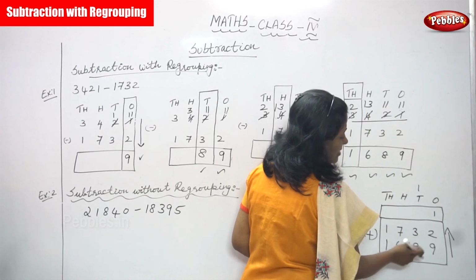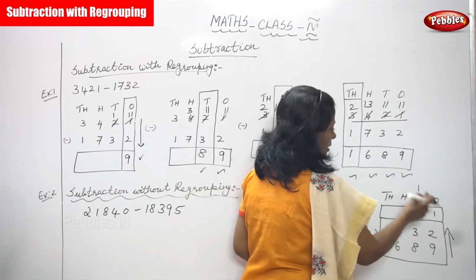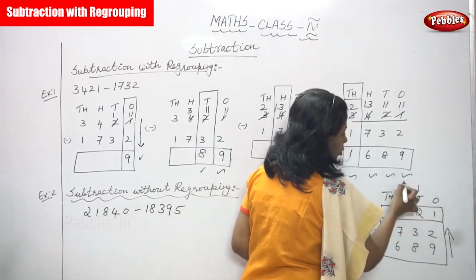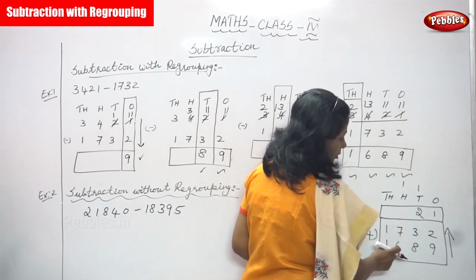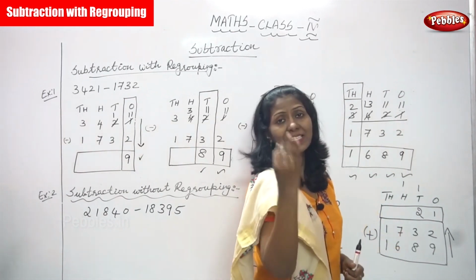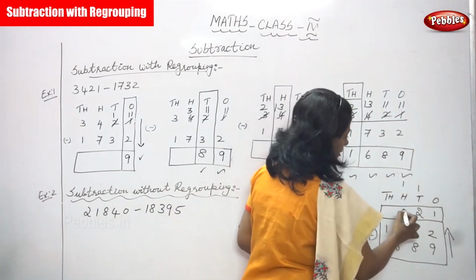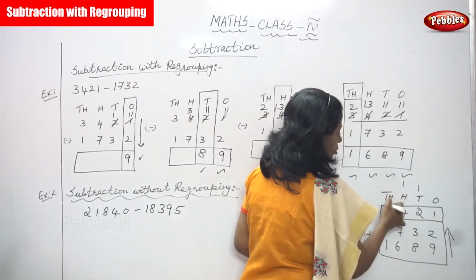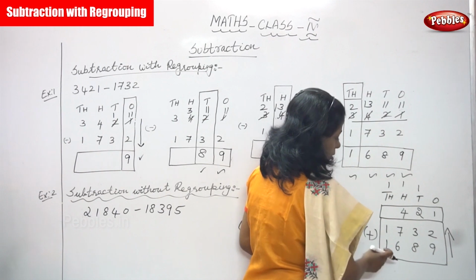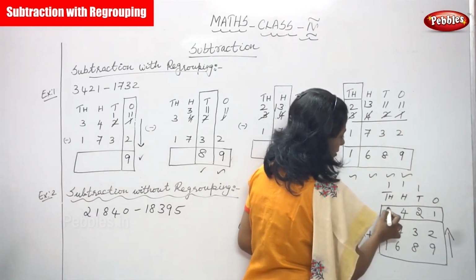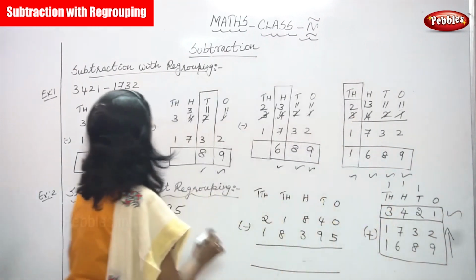8 in the mind and 3 on the finger. After 8, 9, 10, 11. 11 plus 1, 12. 2, carry over goes to the 100 place. Again, 6 in the mind and 7 on the finger. After 6: 7, 8, 9, 10, 11, 12, 13. 13 plus 1, 14. 4 is here, carry over 1 goes to the 1000 place. So 1 plus 1, 2, 2 plus 1, 3. The answer is 3421.